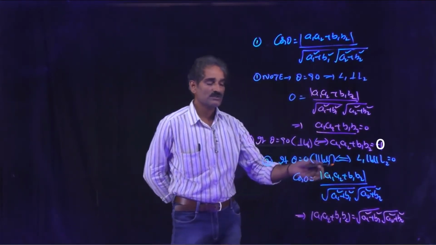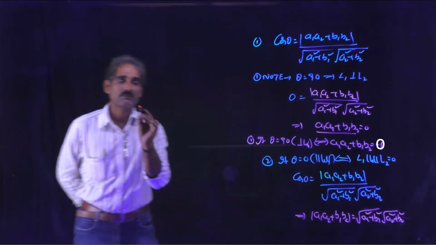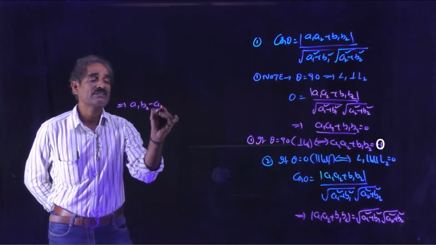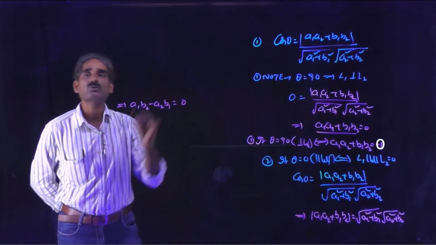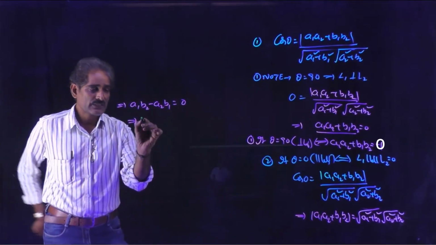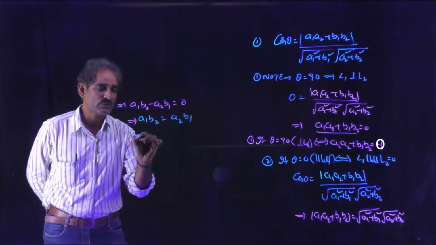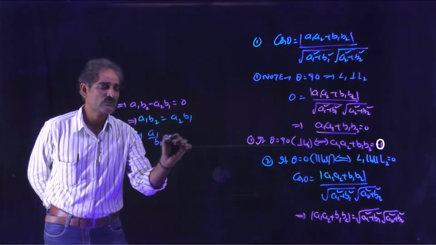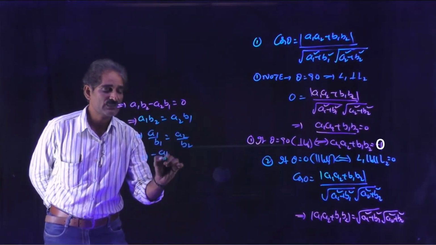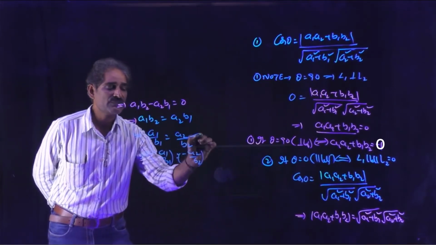Just by squaring on both sides we will get a relation. From this we can write A1 B2 minus A2 B1 is equal to 0. From this we can write A1 B2 is equal to A2 B1. This implies A1 by B1 is equal to A2 by B2. This implies minus A1 by B1 is equal to minus A2 by B2. This is the formula.